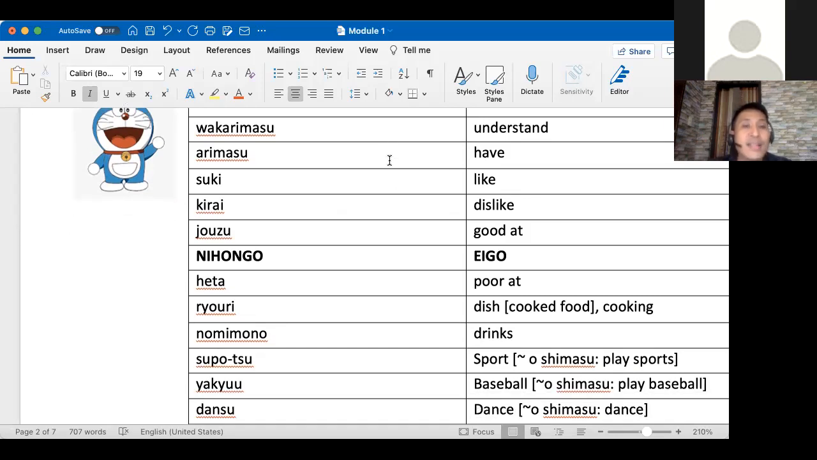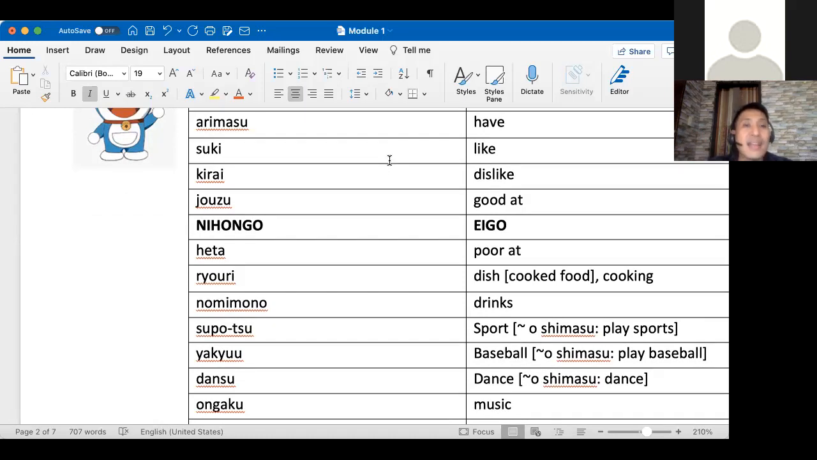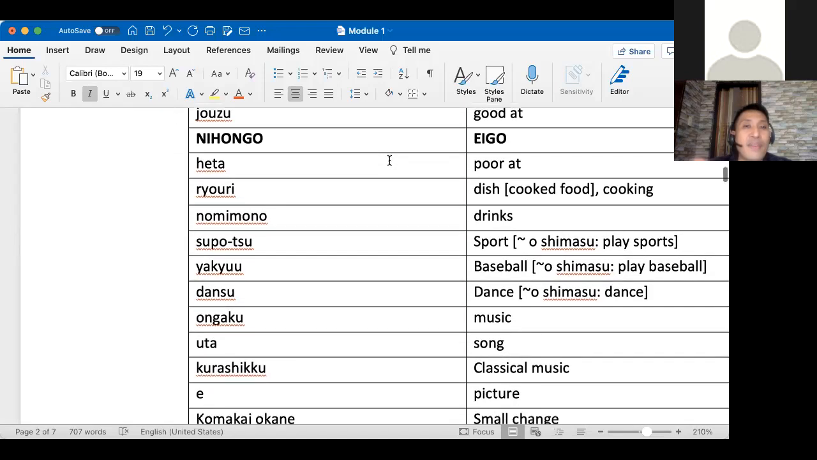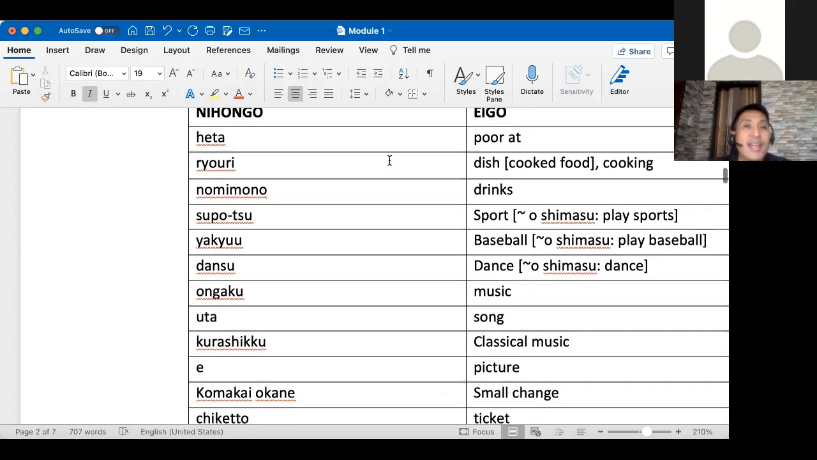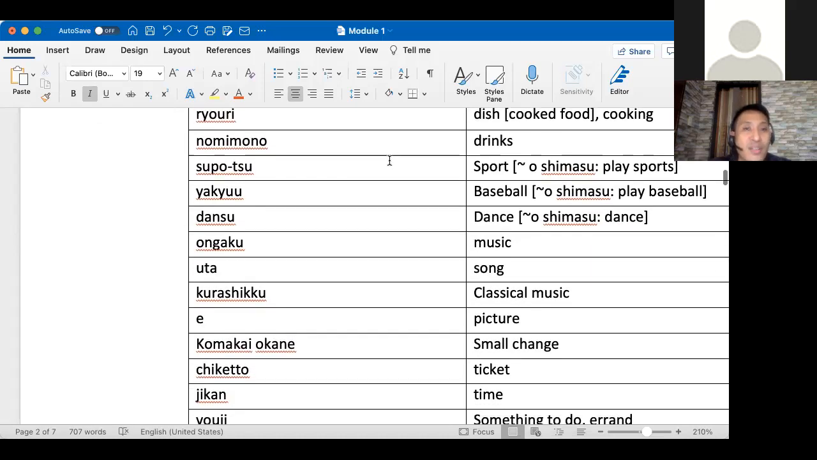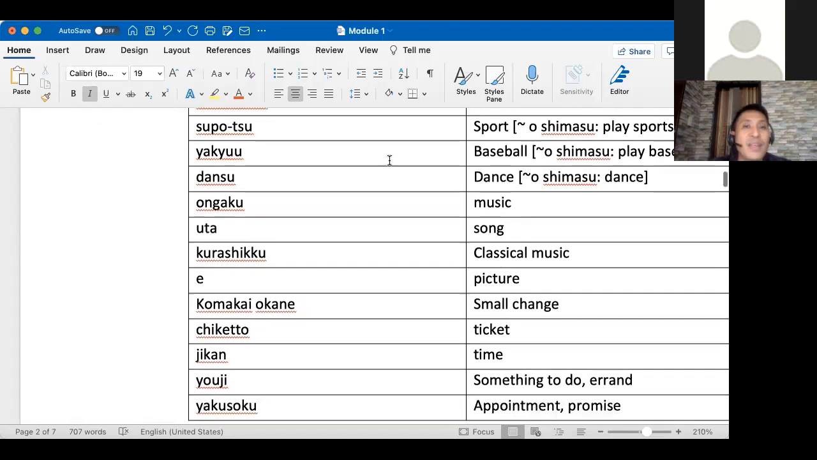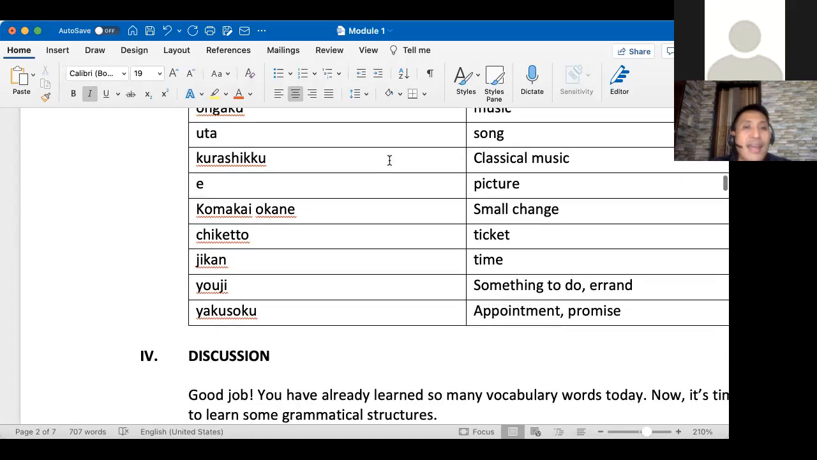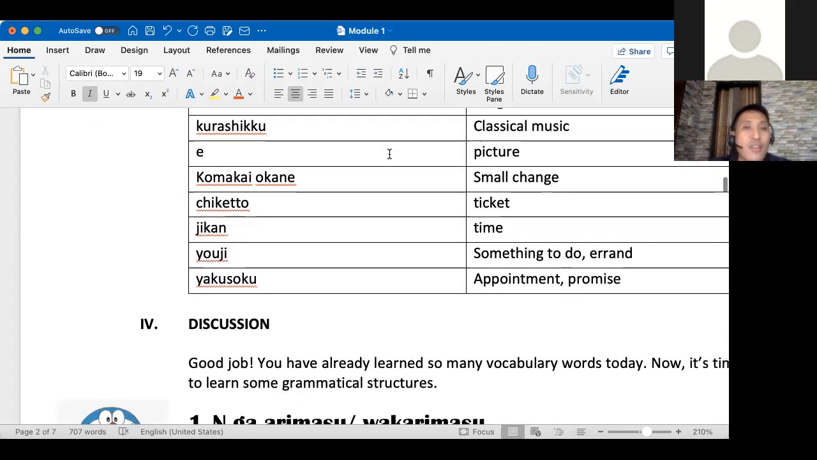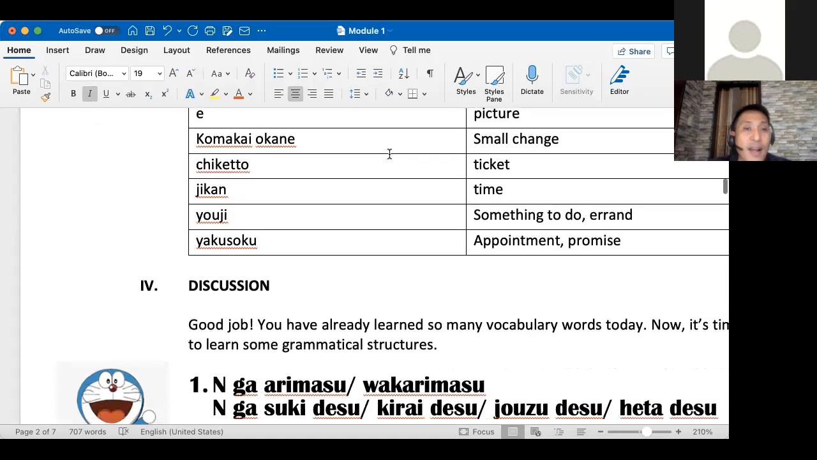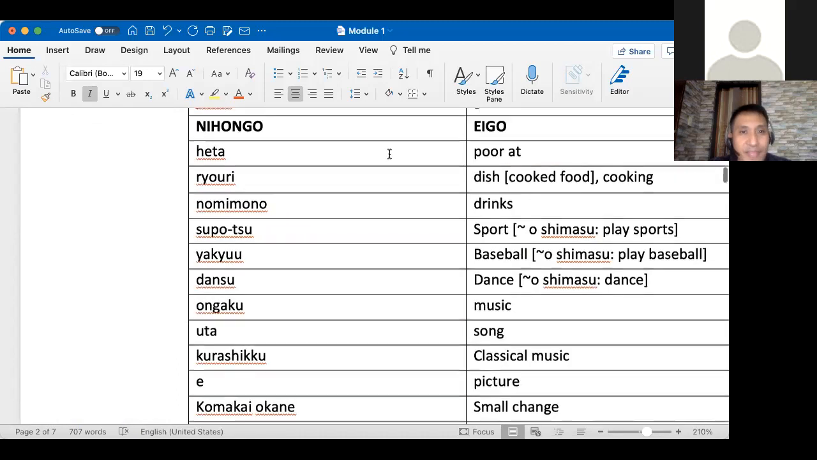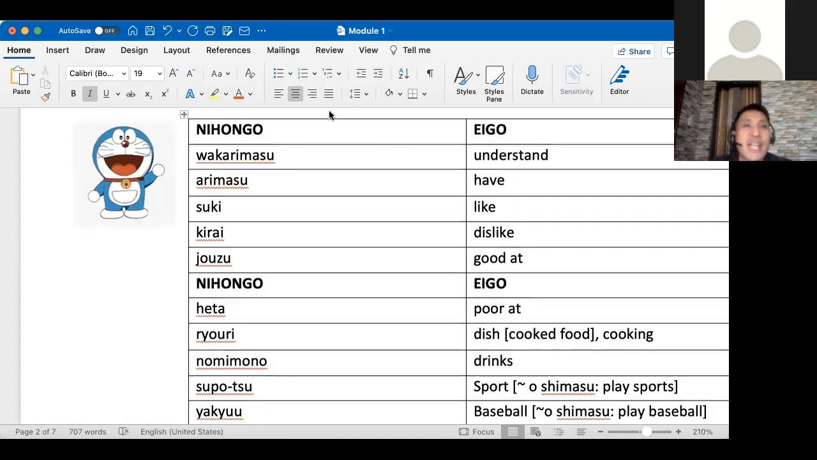Ski, ski. No? Instead of saying suki, it's ski, ski. So like kirai, kirai, jozu, jozu, and then we have heta, ryori, nomimono, supatsu, supotsu, yakyu, dance, ongaku, uta, kurashiku, kumakai okane, chiketto, jikan, jikan, yoji, yakusoku. So yakusoku. Okay? So ito yung mga vocabulary words na dapat natin tandaan.